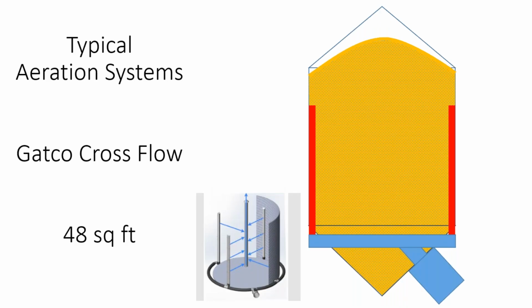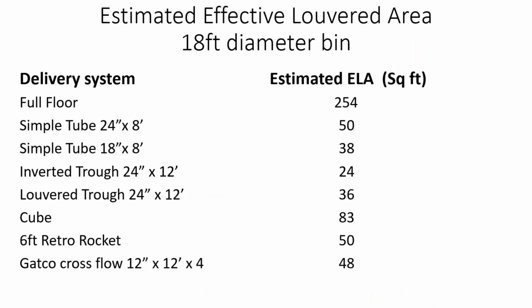The Gatco is a new higher tech premium system, and it actually has sidewall vents that inject the air into the bin. It has about a 48 square foot effective louvered area, and that's assuming that we have 12-inch by 12-foot sidewall vents, and 4 of them spaced equally around the bin. So again, it compares comparably with the rocket and with the 24 by 8 simple tube as far as cross-sectional area.